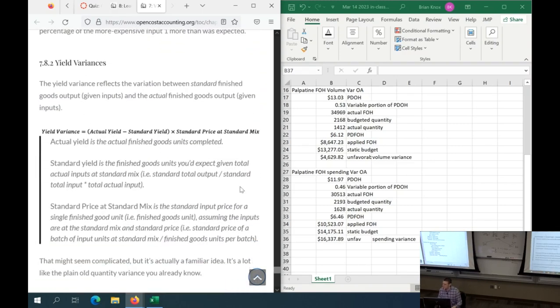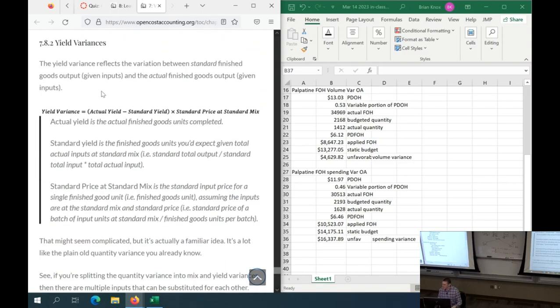Yield. Oh, so the yield variance reflects the variation between standard finished goods output given inputs and actual finished goods output given inputs.